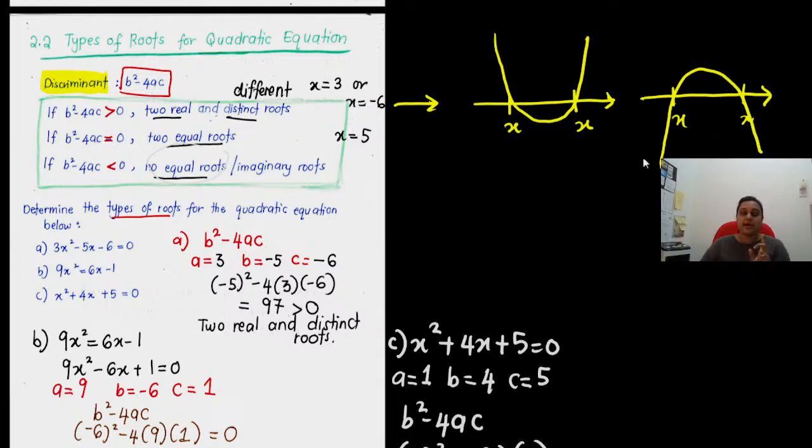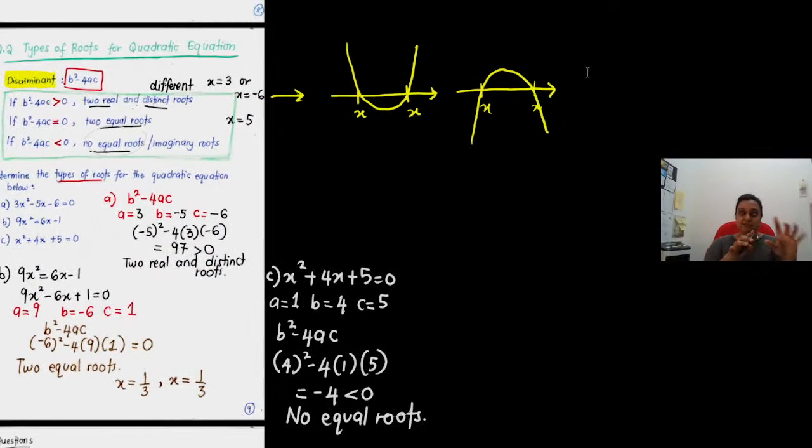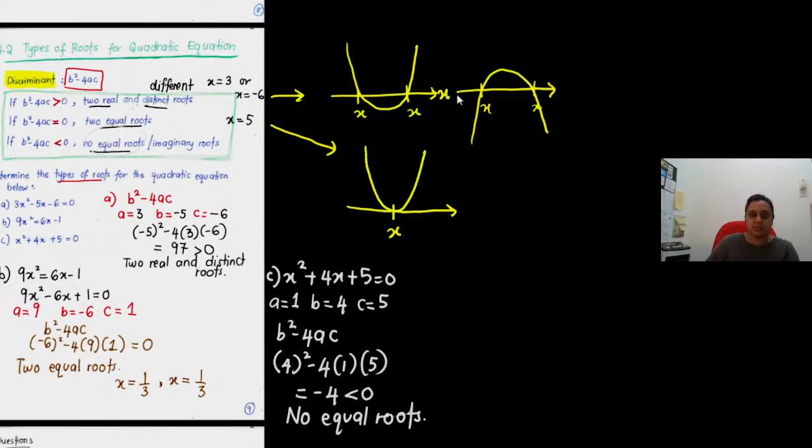Because in SPM, sometimes they give you the graph, and from there you must identify whether it's two real roots, two equal roots, or no roots. They just give the graph, so from the graph you must know. For the two equal roots, your graph will look like this. Because you will get one value only, so you will have one x only. Your graph will just touch one point like that, here x. It just touches one part only. The same for the sad graph, because you will have one root.